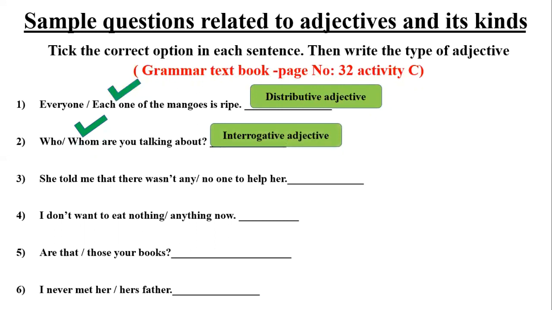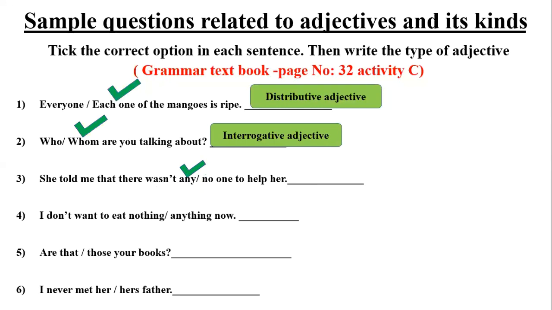Next one. She told me that there wasn't dash one to help her. There wasn't anyone to help her, or no one to help her. Most of the students make this mistake. So always remember, when it is a negative sentence, you have to use any. Okay, so she told me that there wasn't anyone to help her, not no one. When you say wasn't no one, it becomes negative and negative, that is not right.